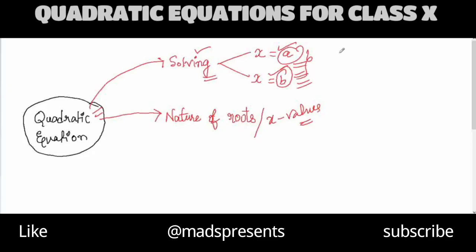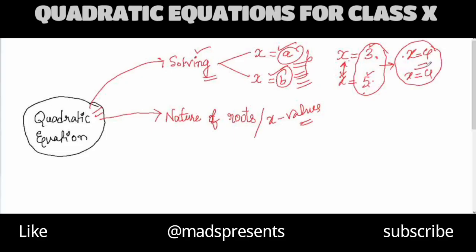How do we comment? For example, suppose after solving, x is equal to 3 and x is equal to 5. Since it's a quadratic equation, it compulsorily gives you two values. Don't forget this. If you observe 3 and 5, these roots are very different. We can say the roots or solutions are completely different. For example, if you got x is equal to 4 and x is equal to 4, what can we comment about them? We can say they are equal values, equal roots, or equal solutions. This is nothing but the nature of the roots, which we will study here.